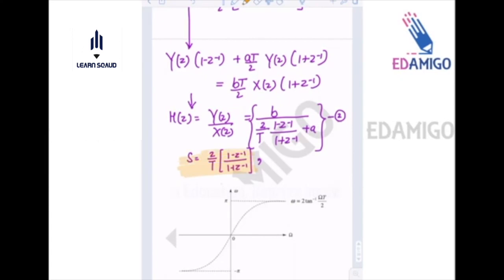So they can ask you the relationship for 1 mark per question directly also. Okay, now this can be rearranged and S is equal to 2 upon T times (Z minus 1) upon (Z plus 1). So this is also a relationship.